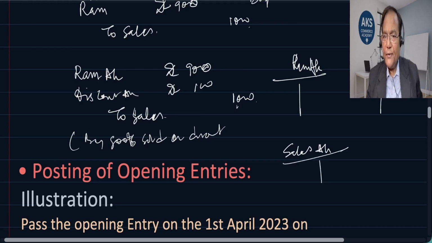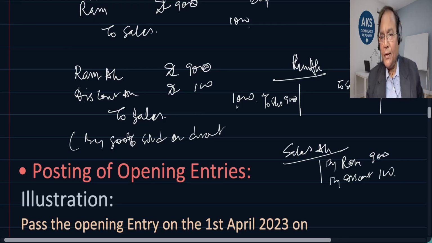So Ram, how is the entry to be made? Ram debit to sales. So Ram account is debit to sales 900. Okay. Now discount account debit to sales. So we'll write here discount account debit to sales. How much? 100. Now sales account is credited by Ram 900 and by discount 100. This is how this posting is done.